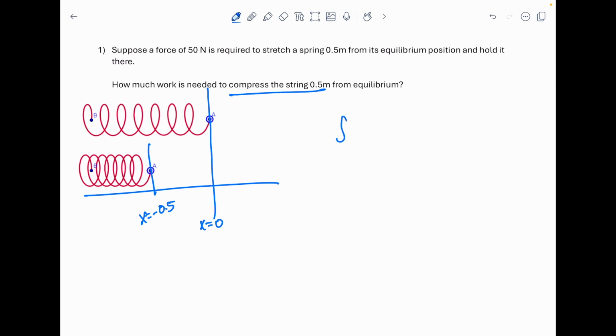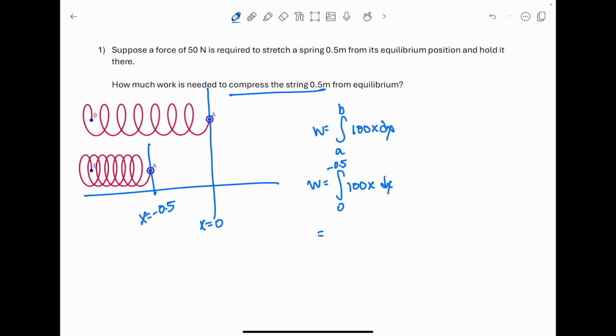Well, to find work, we're going to take our force equation and we're going to integrate from A to B. A being our starting point and B is our ending point. So in this particular case, A, we start at equilibrium at 0. B is going to be where we end up. That's where we stop. And that's going to be the negative 0.5. We have our force, which is 100x times dx.